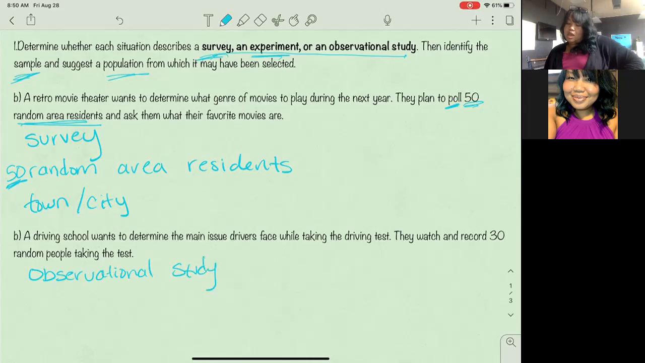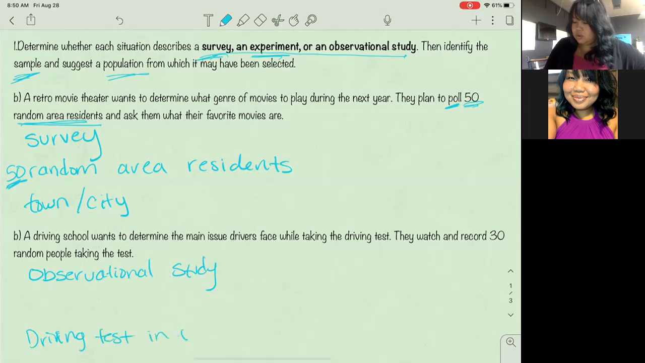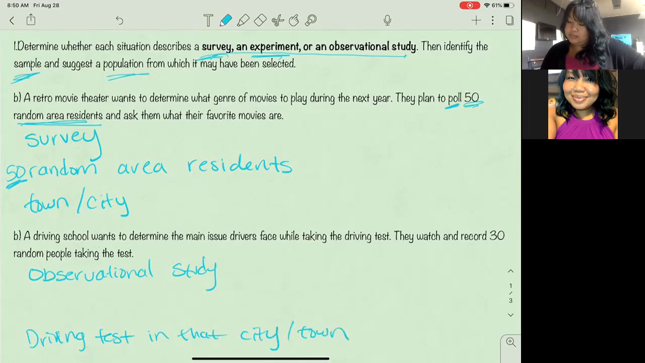Determine the main issue drivers face while taking the driver test. They watch and record 30 random people taking the test. So this is for anyone taking driving tests in that city. That's the population. Or town, whatever. And then the 30 random people taking the test, that's your sample.